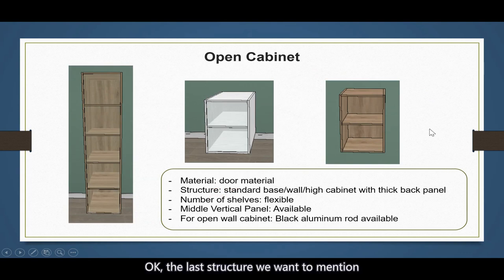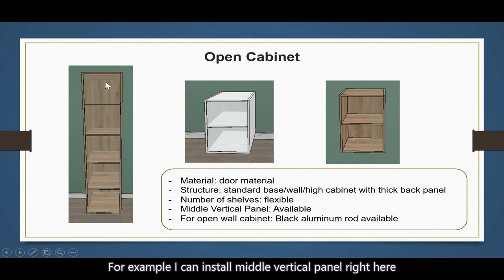Okay, the last structures we want to mention is the open cabinets. For the open cabinets, for sure, the material is usually the same as the door materials, and the structure is the standard structure. The standard base cabinet structure, the standard wall or high cabinet structures. The only difference is that now all of them have thick back panels. Okay, the number of shelves here is flexible. You can set this to 2, you can set this to 1, you can set this to 0. It's up to you.